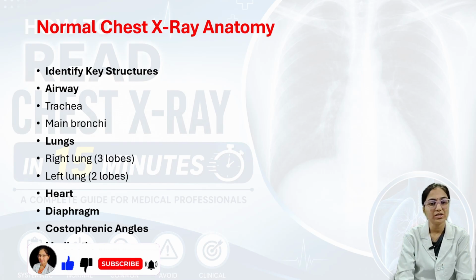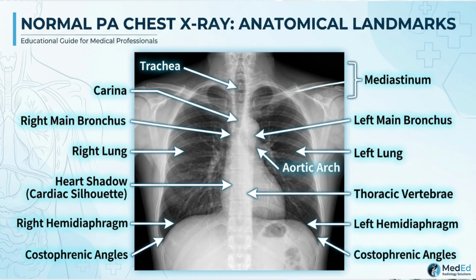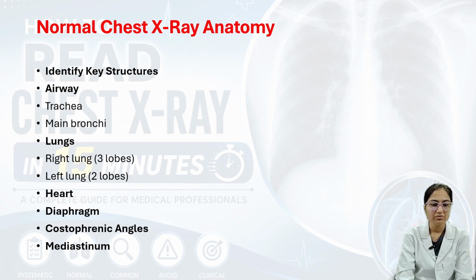Here, normal chest X-ray anatomy. We'll see anatomy here. First, we need to identify key structures. Airway, that is trachea and main bronchi. In the lungs, we need to find the right lung, which has 3 lobes, and the left lung, 2 lobes. And then we need to see the heart, diaphragm, costophrenic angles, and mediastinum. This is the normal chest X-ray anatomy.